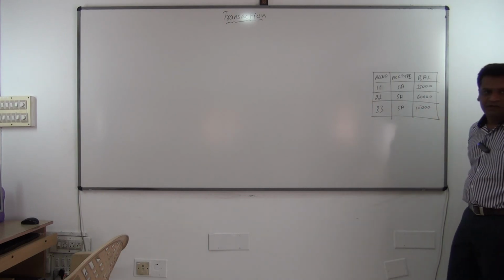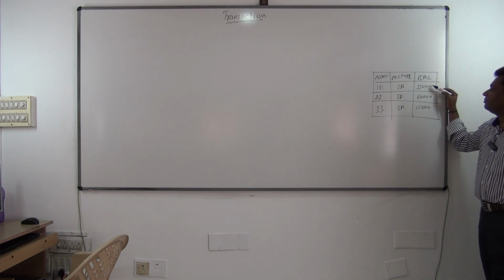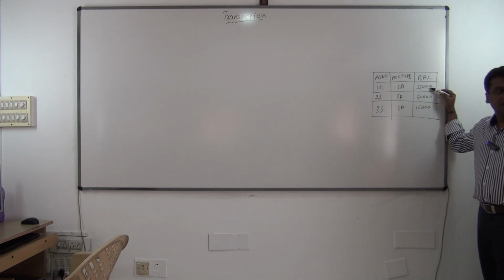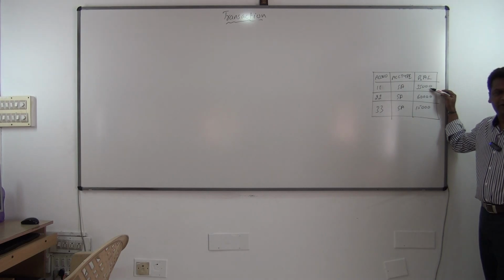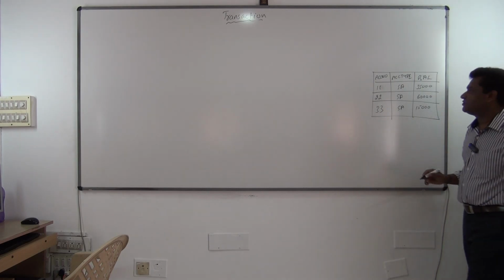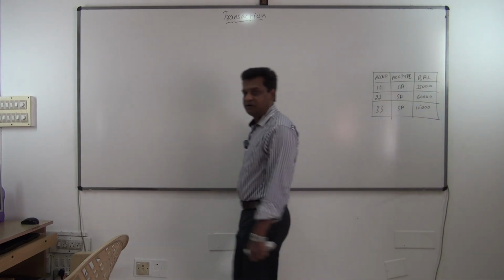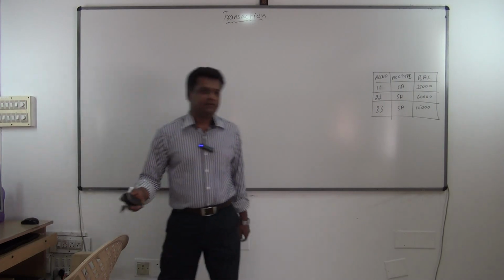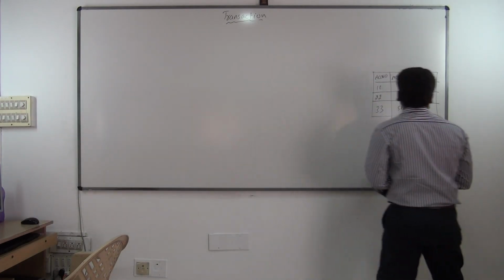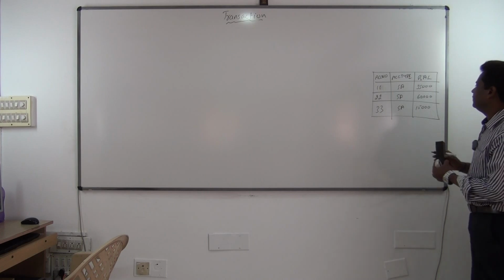My scenario is very simple. I want to transfer money from account number 11 to account number 33. How much do I want to transfer? 5,000 rupees. A very simple scenario. Understood? So we want to transfer 5,000 rupees. I need space actually. 1 second.